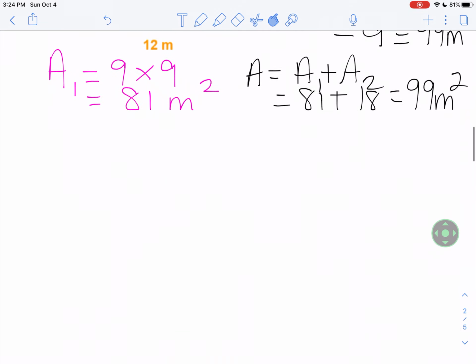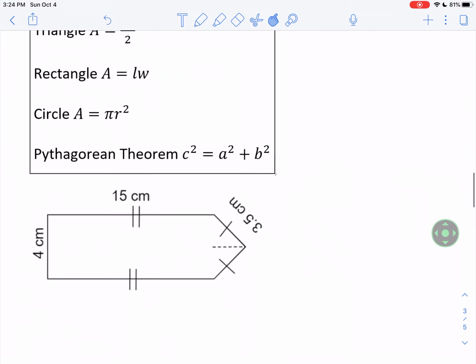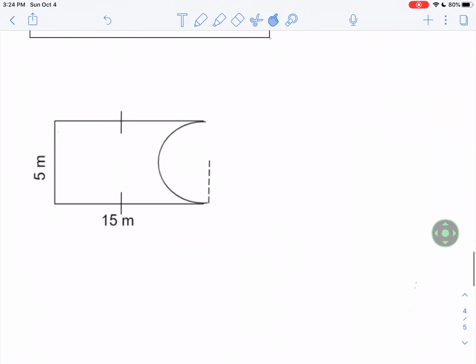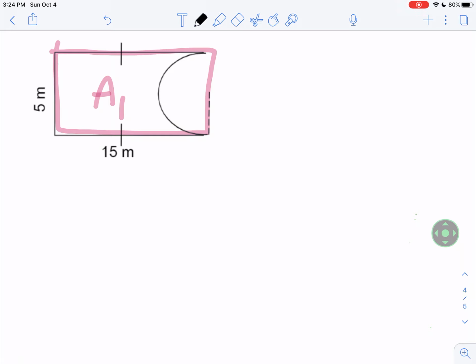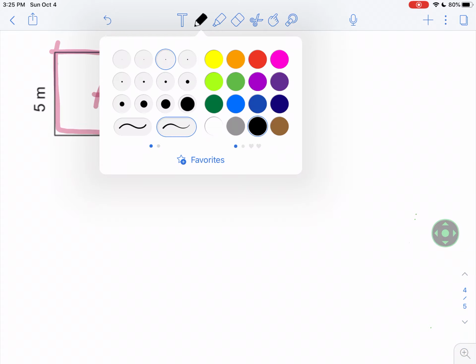Let's look at one with more complicated shapes. We're actually going to go down and do this one with the circle cut out first. Here, you have to use the approach, I think, of taking the big shape, the big rectangle, and subtracting half of a circle. So we're going to look first for the total area of the rectangle that's 5 by 15. We'll call that area 1. And then we will subtract off the area of the half circle, and we'll need a formula for that.